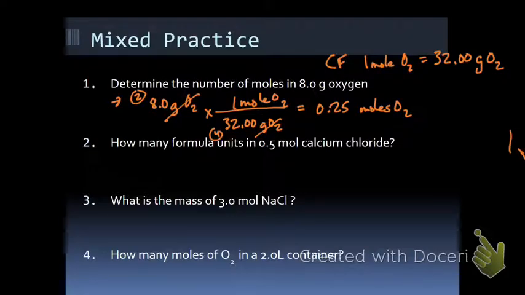The next one is this: how many formula units in 0.5 moles of calcium chloride? So we're given moles, and we want to get to formula units. So formula units are particles, right? Remember, there's 4 different types of particles: ions, atoms, molecules, and formula units. Formula units are for the ionic compounds.